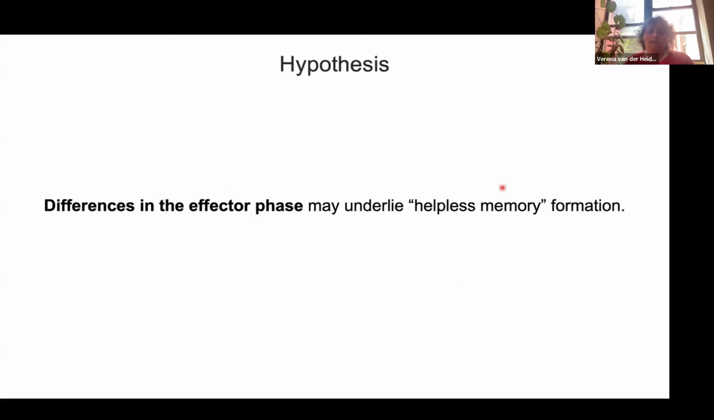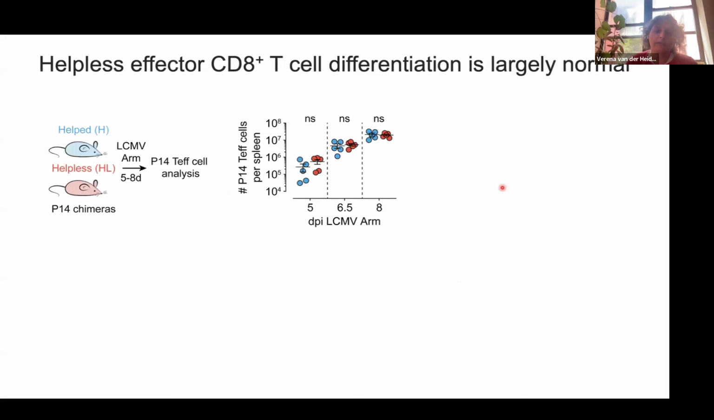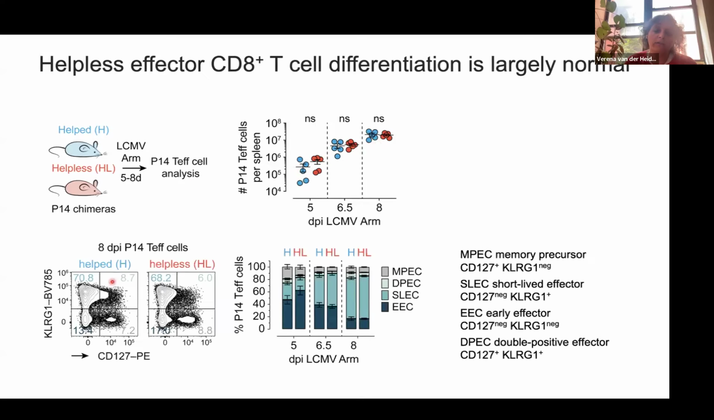Our next hypothesis was then that because differences in the effector phase could probably set the stage for the formation of helpless memory, maybe we see something at this time point. And so we followed the effector differentiation of helped and helpless P14 in mice that were infected with LCMV Armstrong from 5 to 8 days. And we did not really find a difference in terms of effector expansion. They're very similar. And importantly, they're also very similar when you look at these previously used short-lived effector and memory precursor subsets. So there does not seem to be a huge difference when you just use these markers.